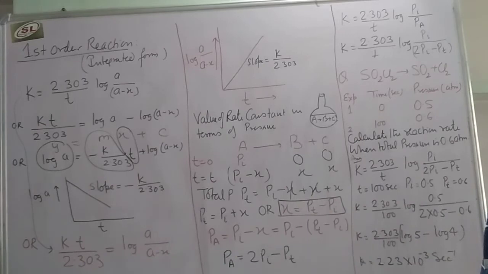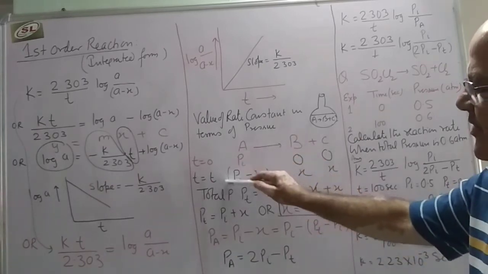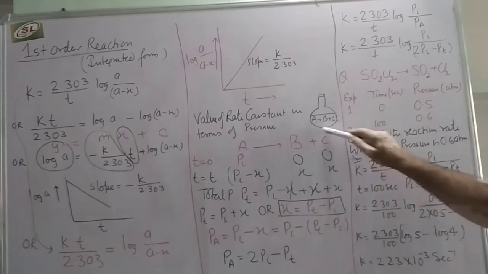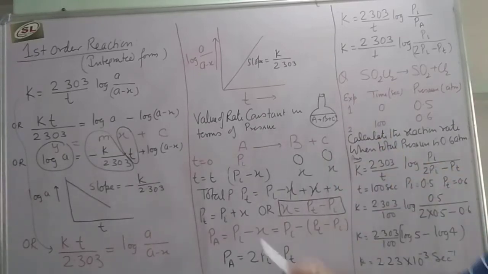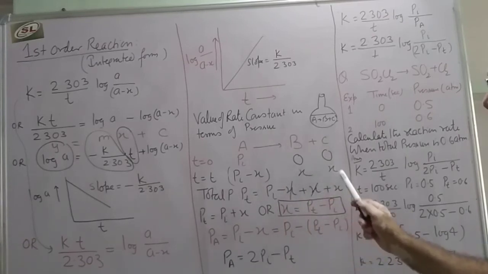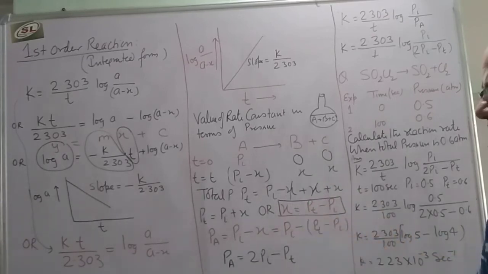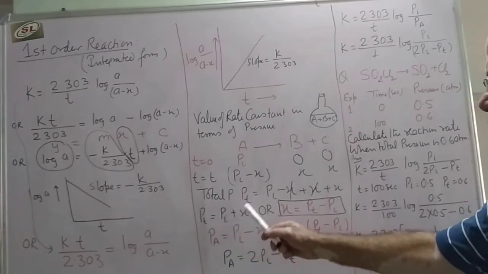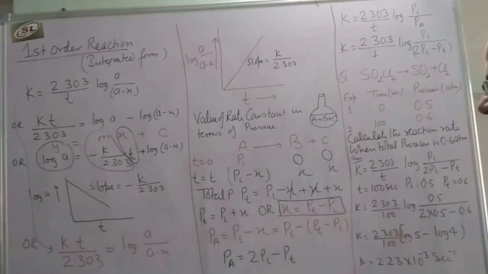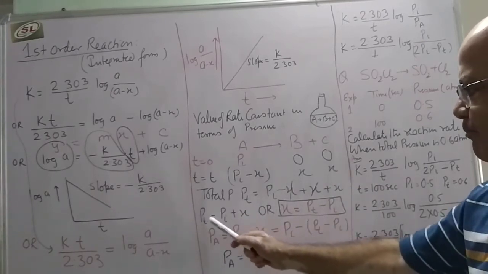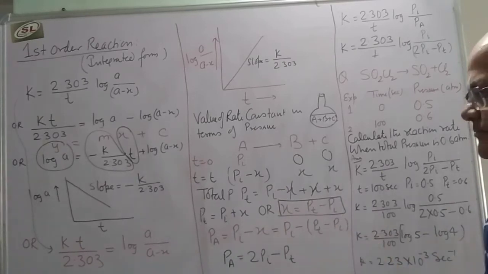Then what will be the total pressure? Total pressure will be the sum of the pressure generated by A, by B, and by C. So Pi − x + x + x. The x and x cancel, so we can write Pt = Pi + x. That means x = Pt − Pi.